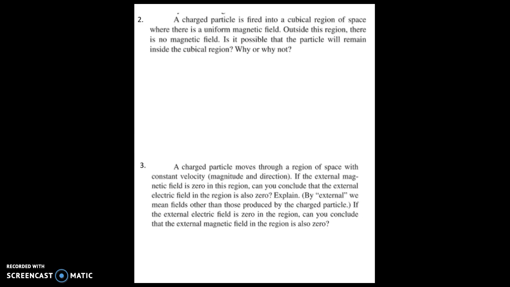And this is because an electric field always exerts a force on a charged particle. And so if this was true, then the magnitude and direction of the particle's velocity cannot be constant unless there is not an external electric field. I'm getting tongue-tied here.